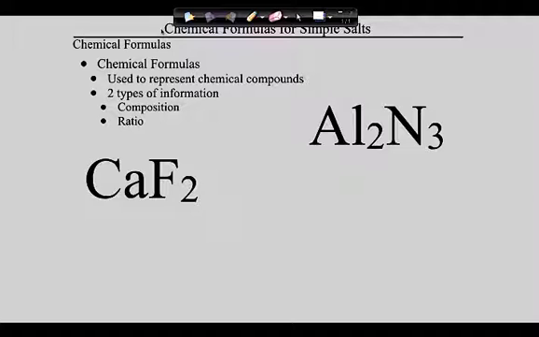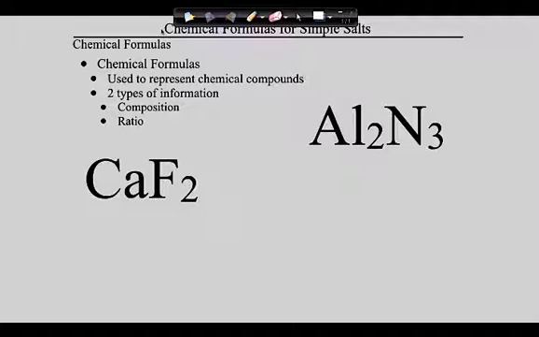So these are the kind of salts we're going to deal with today. They are called the simple salts because they are made of a metal, calcium, and a nonmetal, fluorine, or a metal, aluminum, and a nonmetal, nitride. These are what are called the simple salts. There's all possible ratios, and that's what we're going to learn today: how do you figure out the ratios.